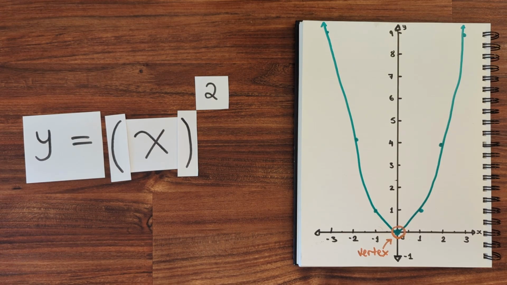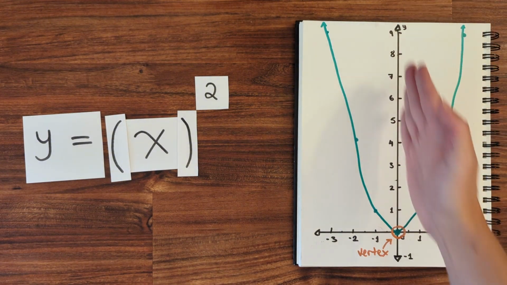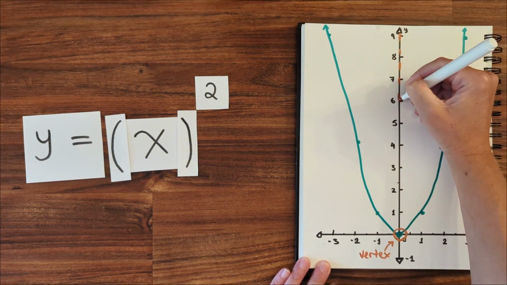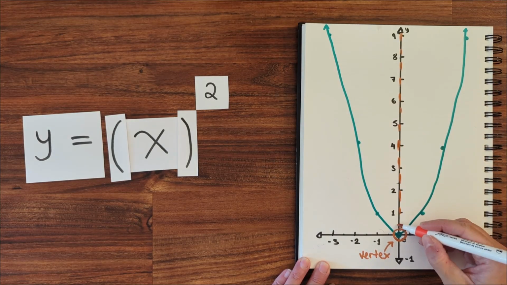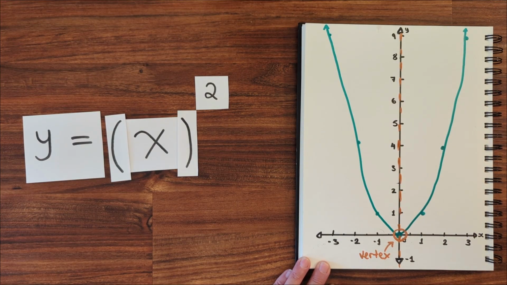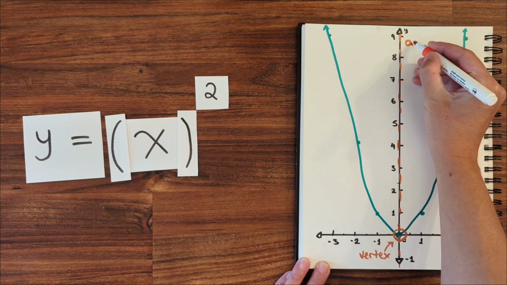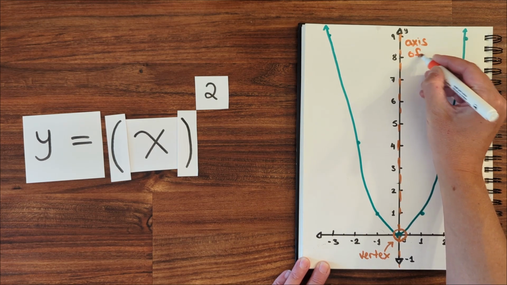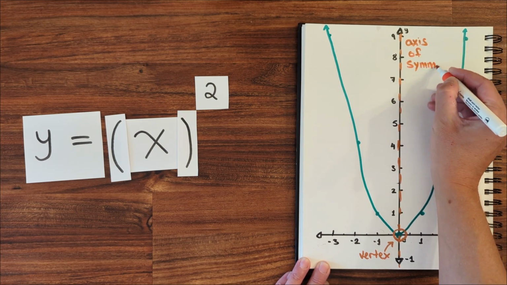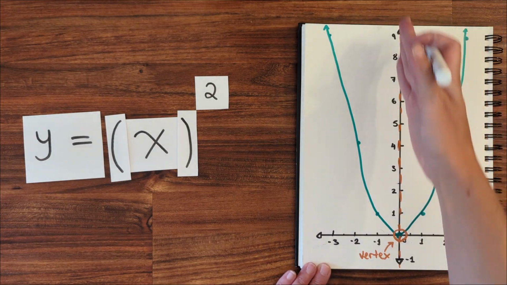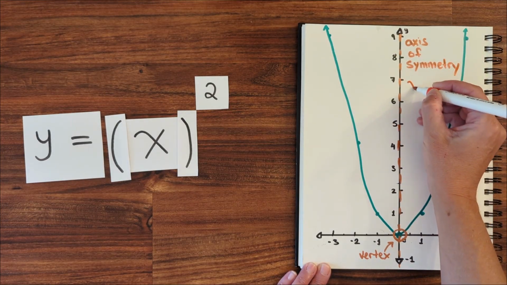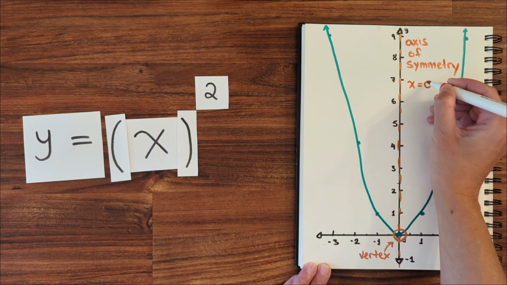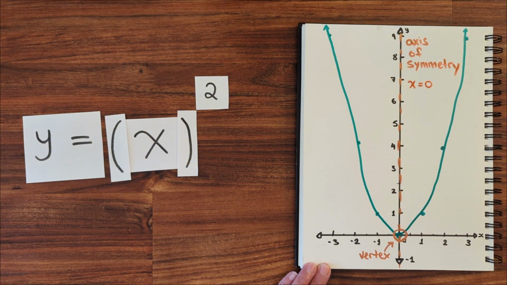Going straight through the vertex, cutting the parabola in half, is this perfect line of symmetry. And we call this the axis of symmetry. So this vertical line has the equation x equals 0 because it goes through the 0 value for x.